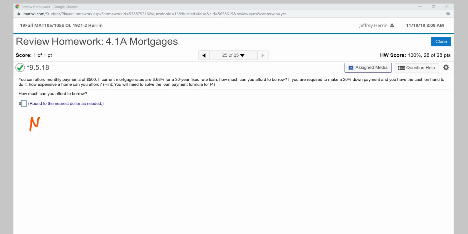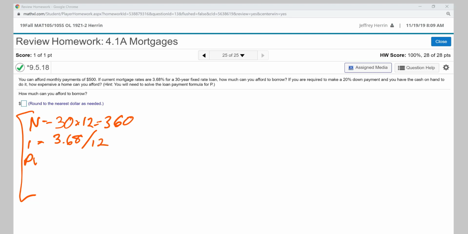We're going to start off with our 5 components. N is going to be 30 years times 12 times a year, which would be 360 payments. And our interest per period is going to be 3.68 divided by 12. And our present value is what we don't know. How much can we borrow? Our payments, we do know. That'll be negative 500 because it's $500 leaving our hands. And our future value will be 0.